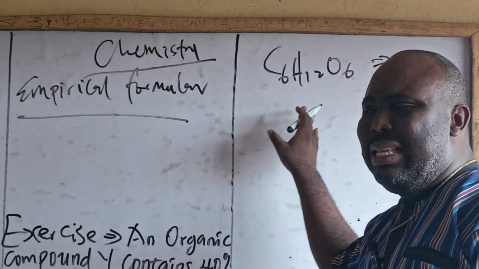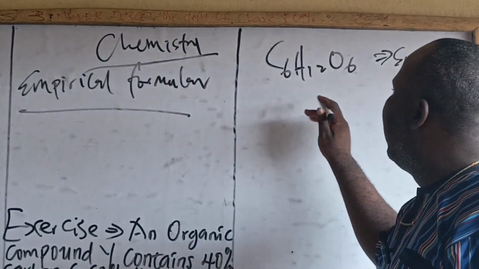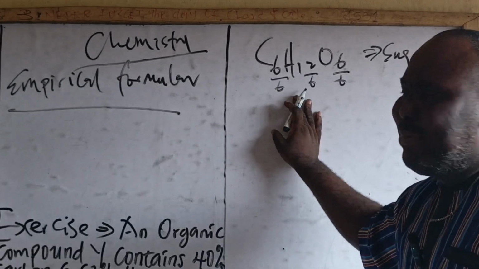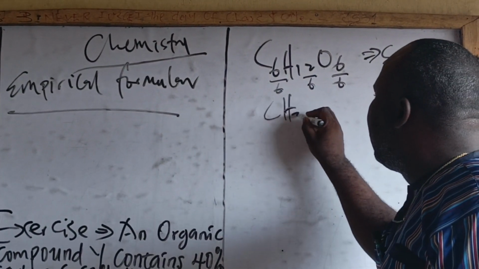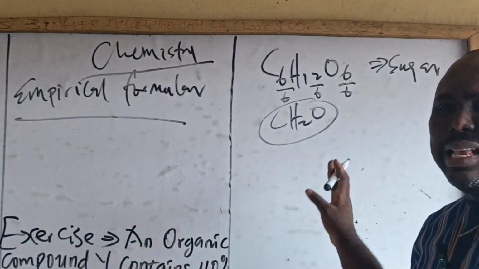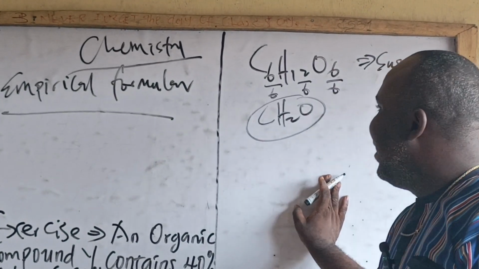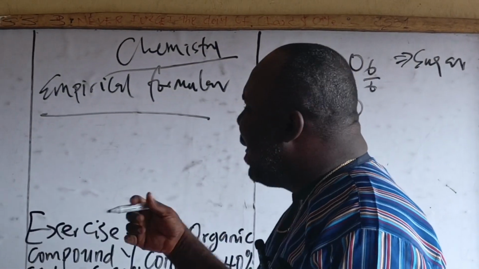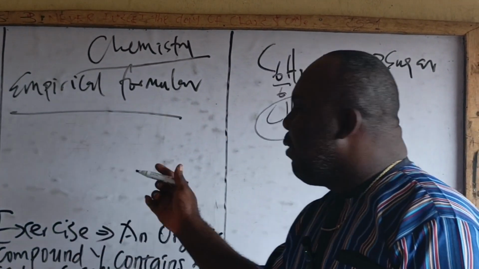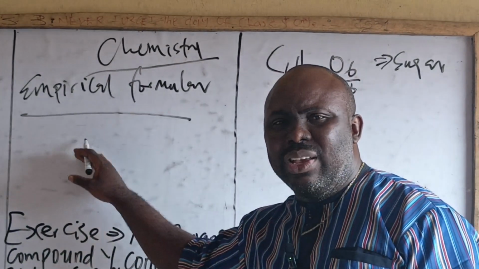This one can be reduced to its simplest term. When we divide each of the numbers by 6, we get CH2O. So this becomes the empirical formula for sugar. That is the simplest form in which the formula for sugar can be written. So the empirical formula is the simplest formula of a compound, before we can get the molecular formula. I think we can use this exercise to throw more light on it.